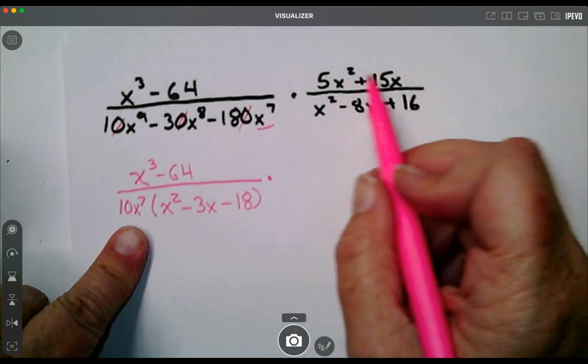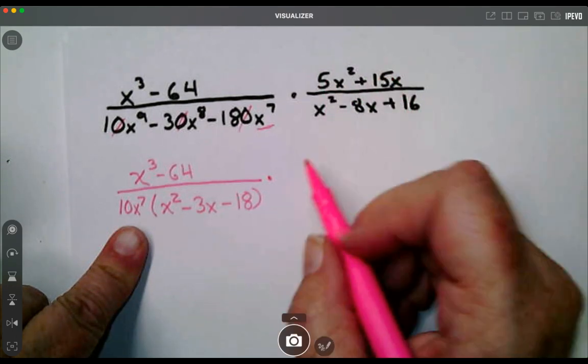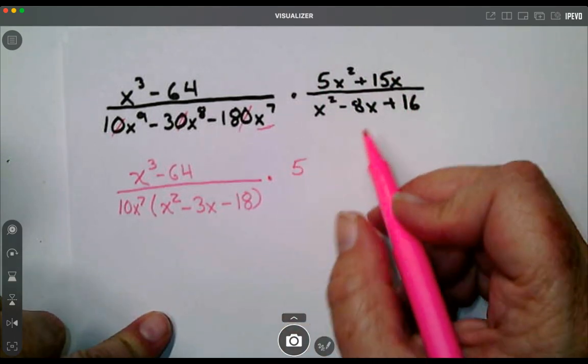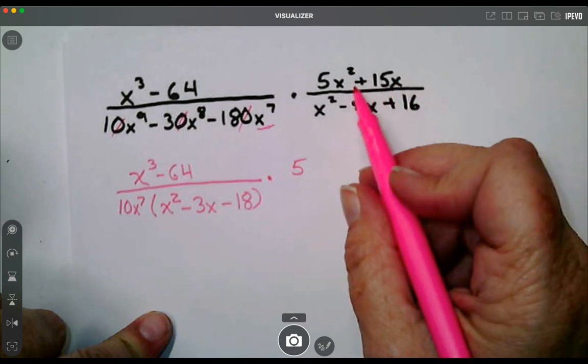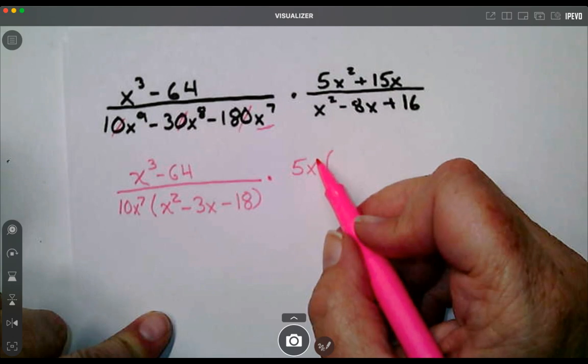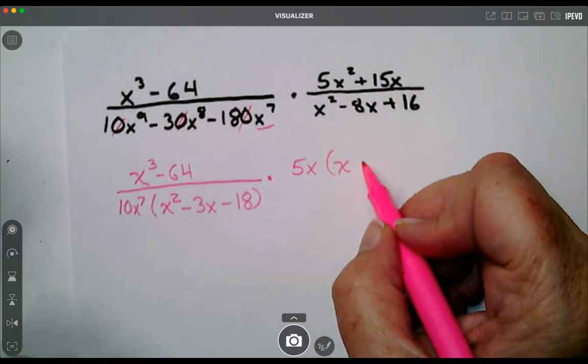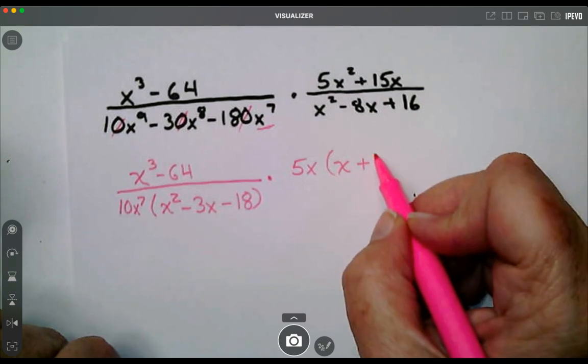Okay, greatest common factor. Oh, 5, right? Look at your smallest number. Is it a factor of the biggest number? Yes. And there's an x to the power 1. Let's do it. 5x squared divided by 5x, that just leaves you with x. 15x divided by 5x, that gives you plus 3.